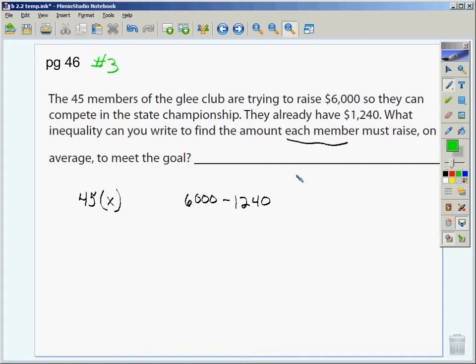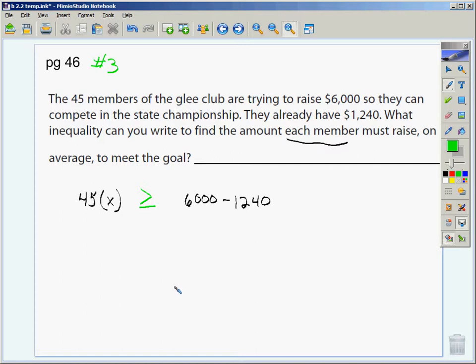How much money do they actually have to have? 6,000. So they could make equal to that amount, correct? So I'm going to put the little equal part of my inequality there. Could they make less than that amount? No, they have to make what? More. So this would be greater than or equal to.